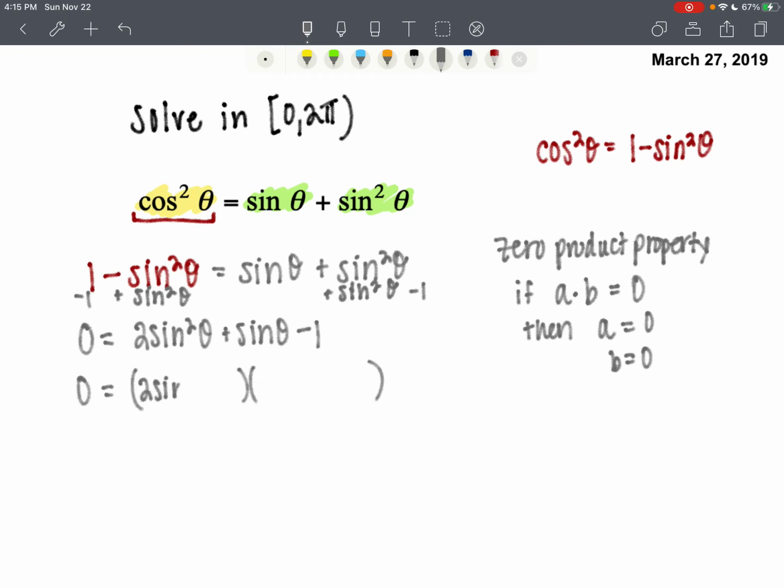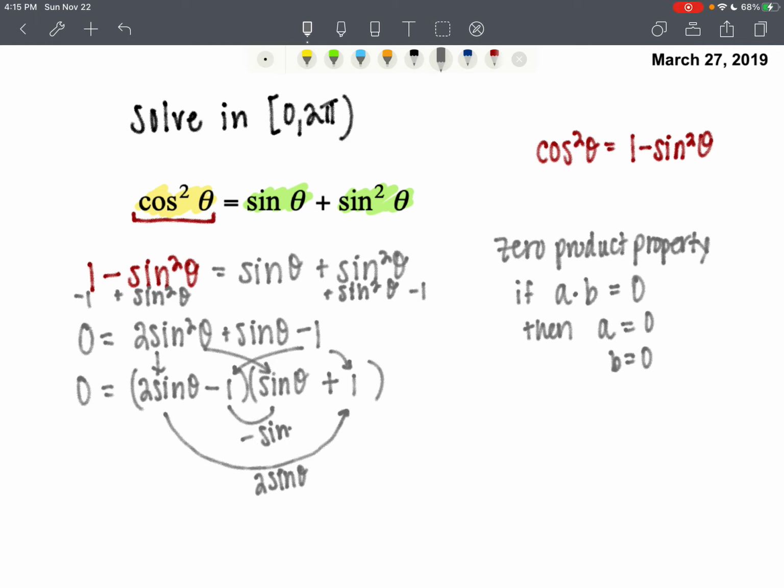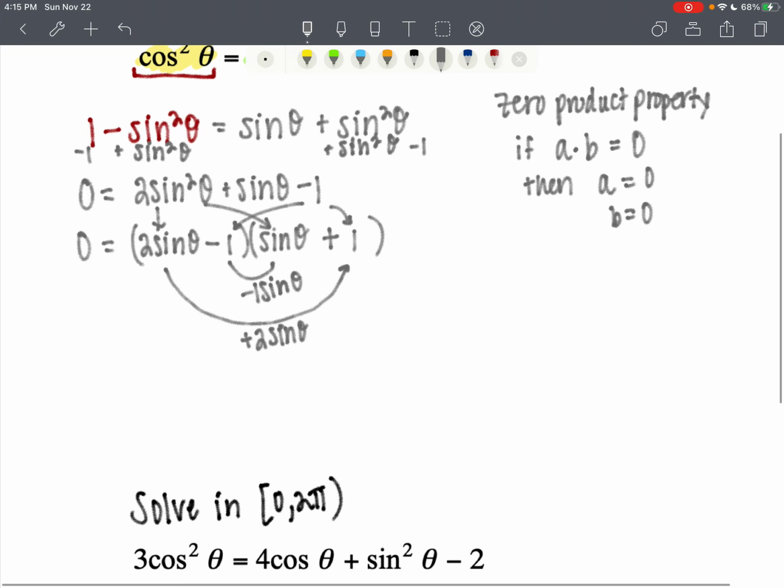We've got 2 sine of theta times sine of theta. That's going to get us back to 2 sine squared of theta. And then we have 1 times 1, but one of them is going to be positive and one of them is going to be negative. We want a positive sine of theta, so we're going to make this positive so that we have 2 sine of theta. We'll make this other one negative, so that's a negative sine of theta. Positive 2 minus 1 is positive 1.